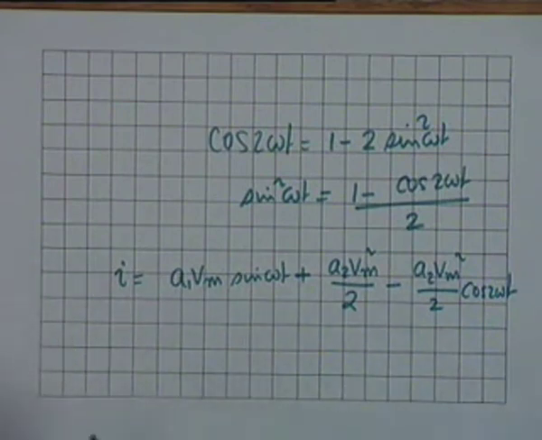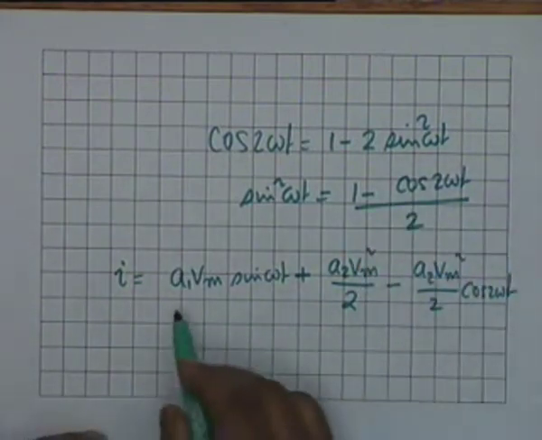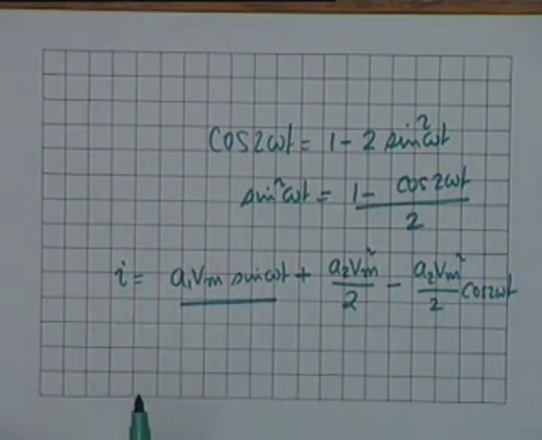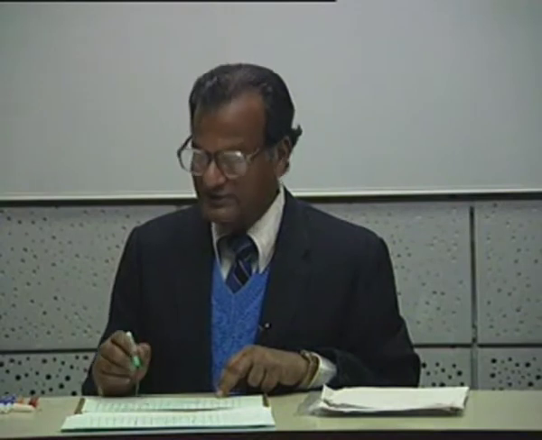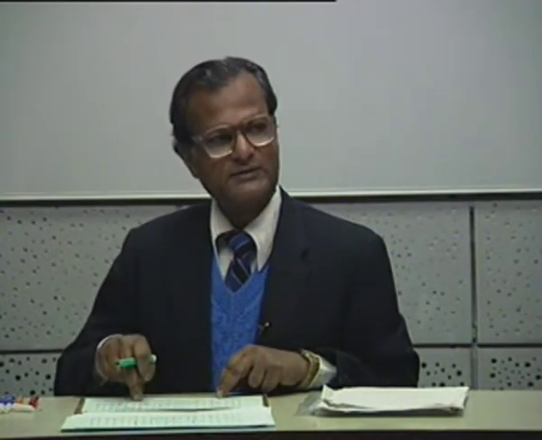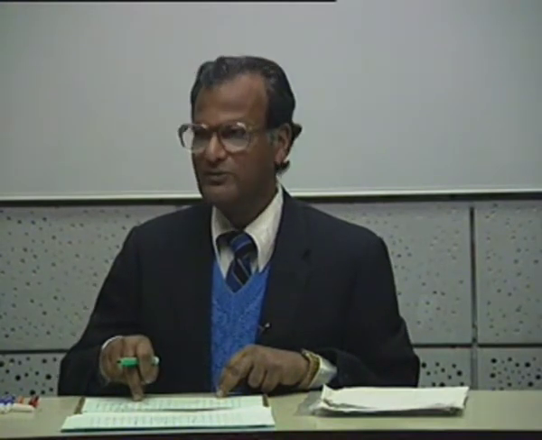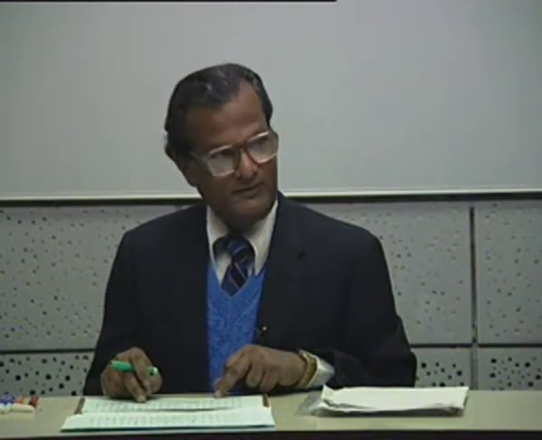And you notice that if this diode was a linear resistor, then a voltage Vm sine omega t should have a current which is A1 Vm sine omega t, that is, only this term should have been present. Isn't that right? If it is a linear resistor. What has nonlinearity done to it? Nonlinearity has brought in a constant term, a DC term, which would not have been present if the diode was a linear resistor. So, nonlinearity brings in rectification.